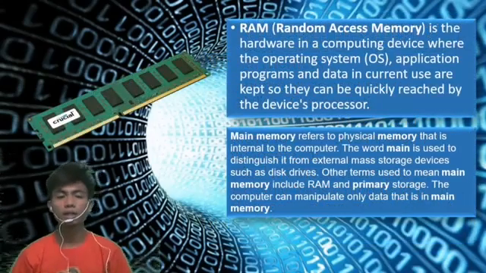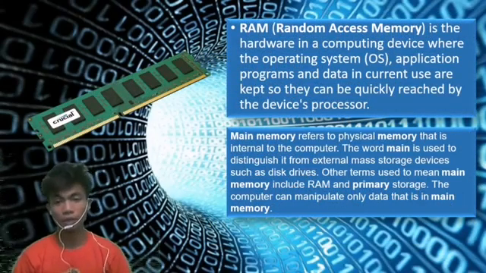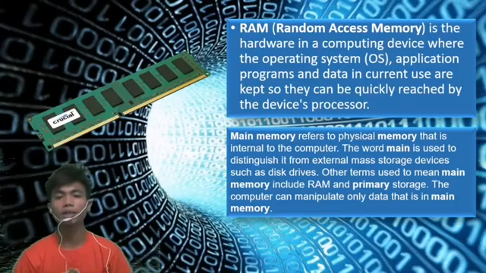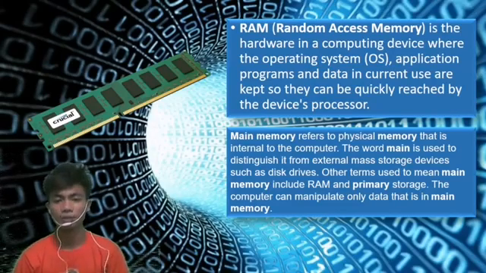Before we proceed in our discussion, let us know what RAM is. RAM, also random access memory, is the hardware in a computing device where the operating system, application programs, and data in current use are kept so they can be quickly reached by the device processor.